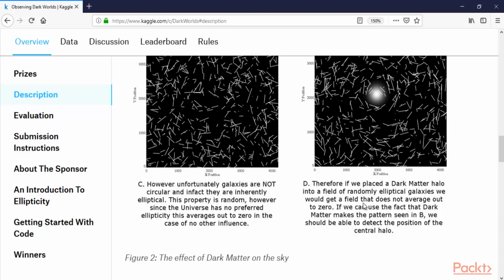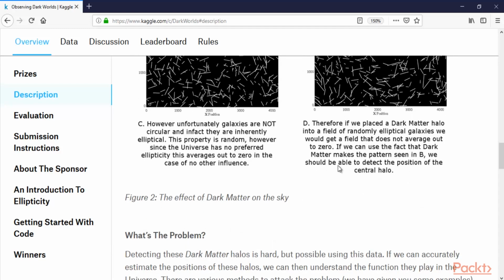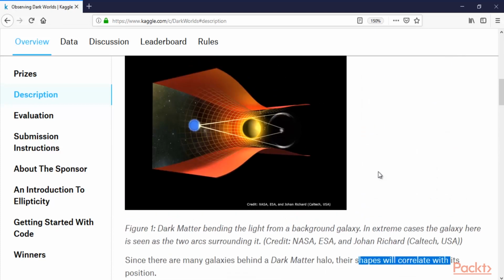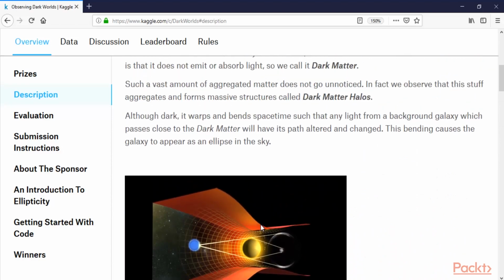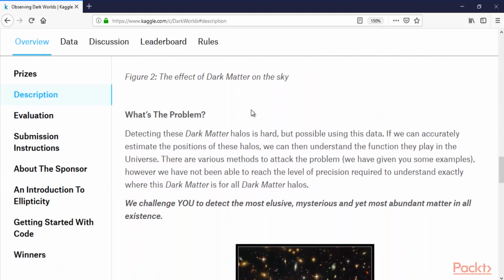So we would get a field that does not average out to 0. If we can use the fact that dark matter makes the pattern seen in B here, we should be able to detect the position of the central halo. So this is the complete project information here. These are the cases available here, and this is the basic information if you have no idea what dark matter is. Now what is the problem?